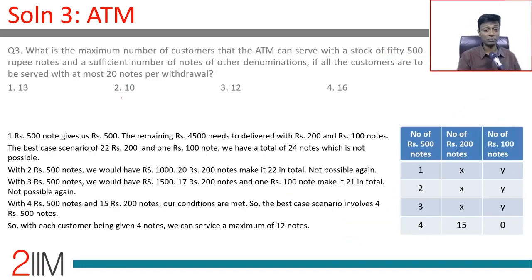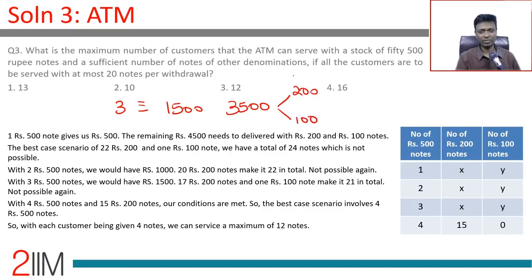Now let's go with 3. 3 500 rupee notes amount to 1,500 rupees. So we need to have 3,500 rupees remaining, satisfied with 200 rupee notes and 100 rupee notes. We'll have 17 of these and one of these. 17 into 200 is 3,400 plus 100, 3,500. 17 plus 1 is 18. 18 plus 3 is 21. Once again, funnily enough, this doesn't work, it is greater than 20. So with 3 also we cannot satisfy.